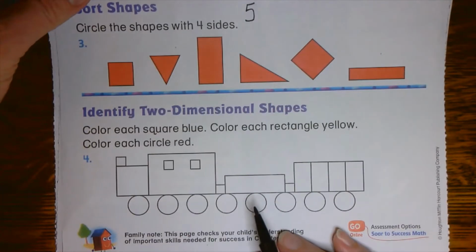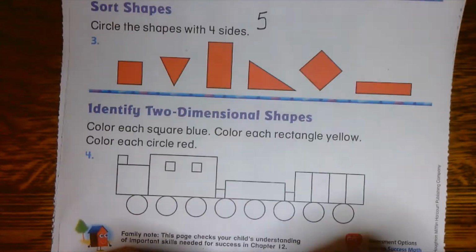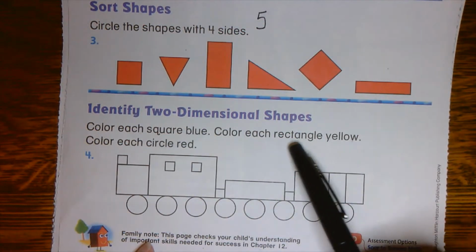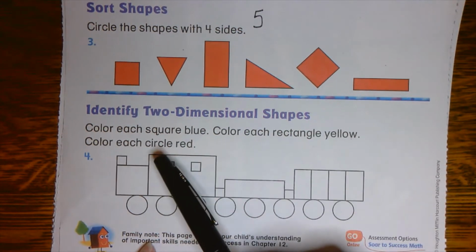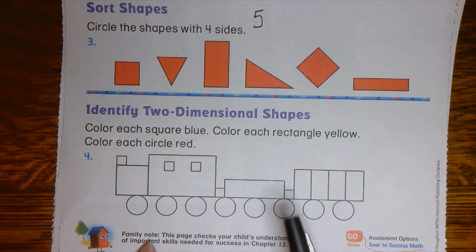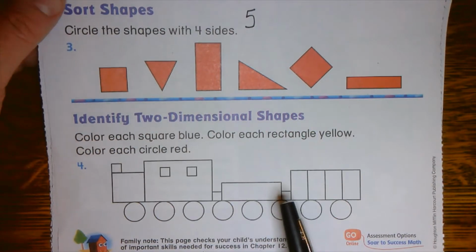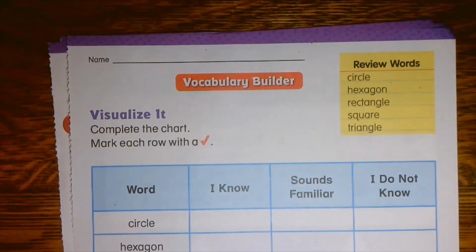Identify two-dimensional shapes. You're going to need crayons for this. Color each square blue. Color each rectangle yellow. Color each circle red. This is kind of kindergarten work here, isn't it? These are things that you guys know really well. It's just getting our brains warmed up for this work.